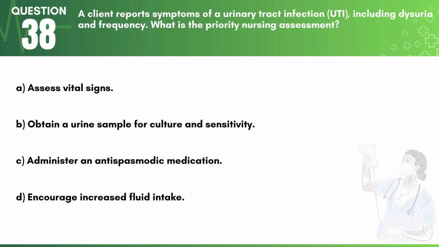Question 38. A client reports symptoms of a urinary tract infection, UTI, including dysuria and frequency. What is the priority nursing assessment? A. Assess vital signs. B. Obtain a urine sample for culture and sensitivity. C. Administer an antispasmodic medication. D. Encourage increased fluid intake.